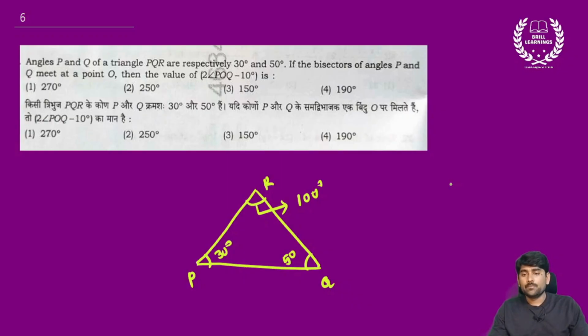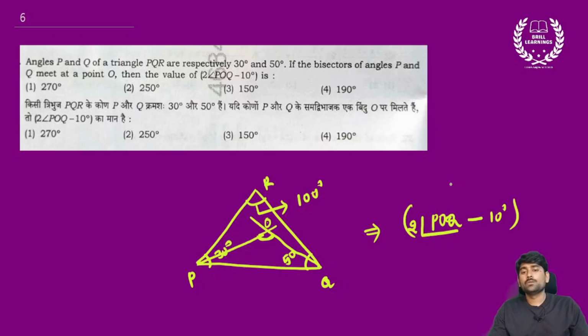So keep it aside. Now what they are saying: the bisectors of the angles P and Q meet at point O. Bisector means exactly half of this and half of this angle. So both will meet at point O. So the angle at this O point we don't know. And what they are asking is 2 times the angle POQ minus 10 degrees, what is it?